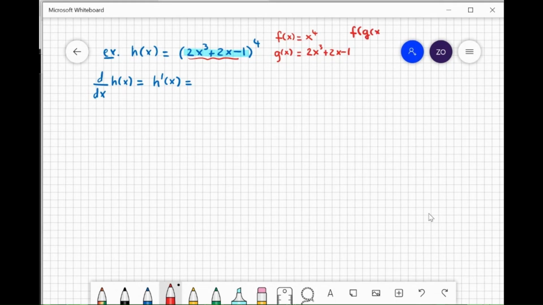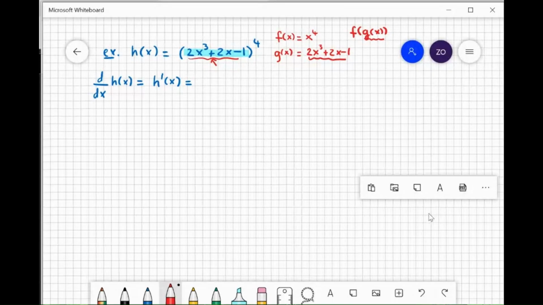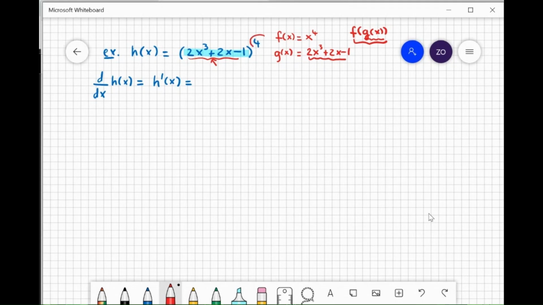What do you mean by outside or inside? Remember, composition tells us in which order the functions are being applied. So first, x is plugged into this polynomial, into the g function. So this is the inner function, or the function that is applied first. And then what you find is plugged into the f function. So f takes everything to the fourth power. So this is the outside function, the next function.